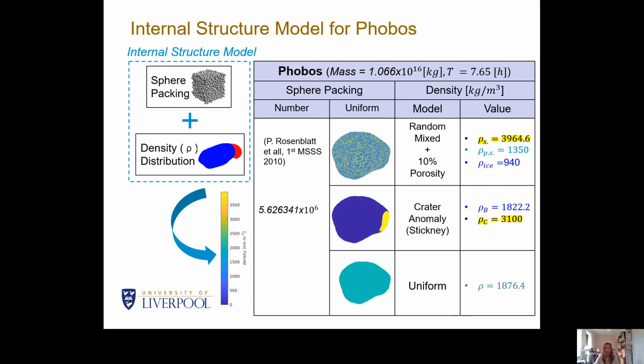Now, the other thing I have done was using Phobos, one considering random mixed density plus porosity, and one where I used a model I thought of by myself, called crater anomaly, which is inspired by the moon anomaly. So we can think that an external object has impacted Phobos and left some material with different concentration density.